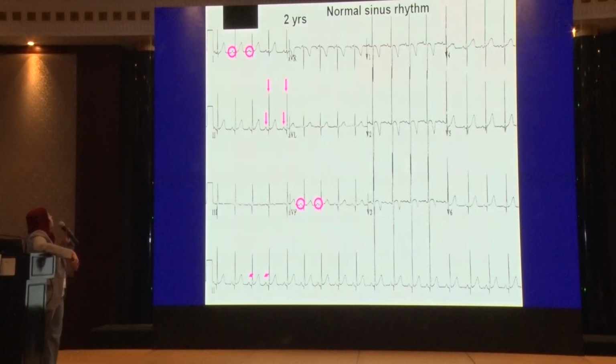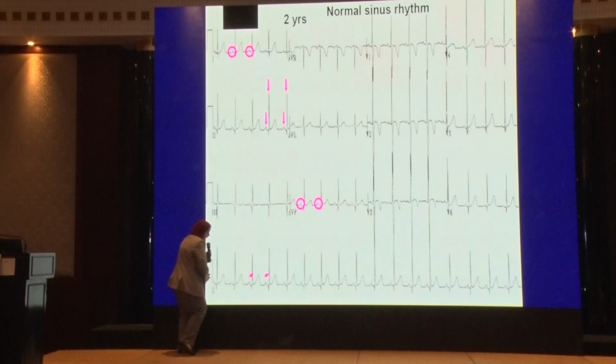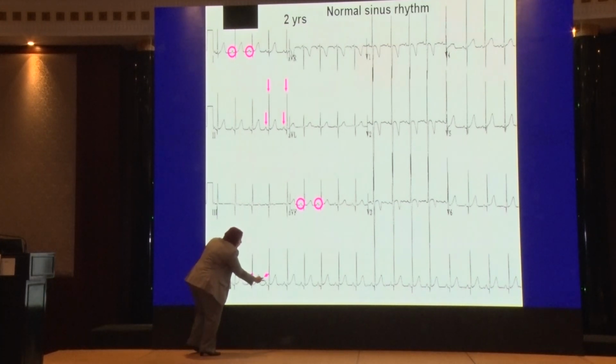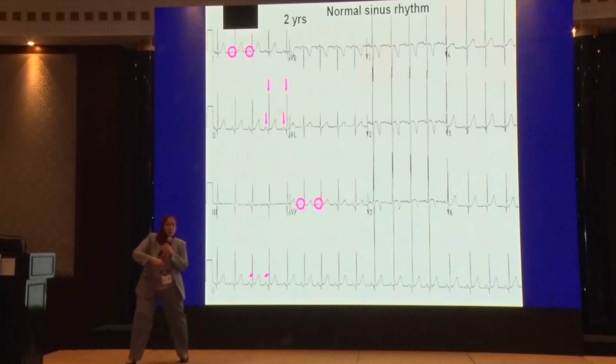Okay, so here, look. Negative in AVR. So I can say that my patient is sinus, and this is the long strip lead 2. I should see that the P wave is similar all through. No change in the shape of the P wave. And the PR interval is fixed.